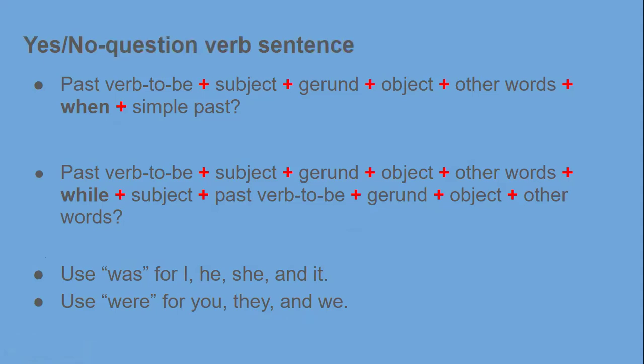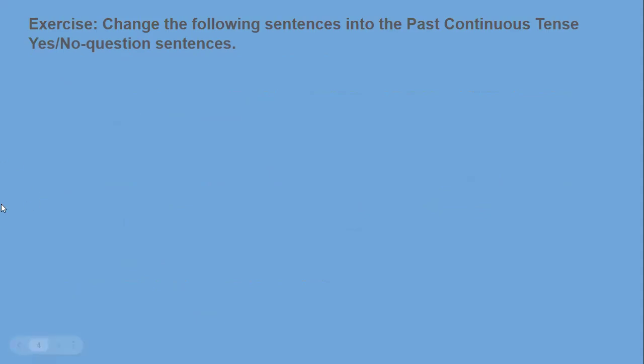Okay, so now let us apply the rules and the structures by doing some exercises in the following slide. So the exercise is as follows. Change the following sentences into the past continuous tense yes-no question sentences.